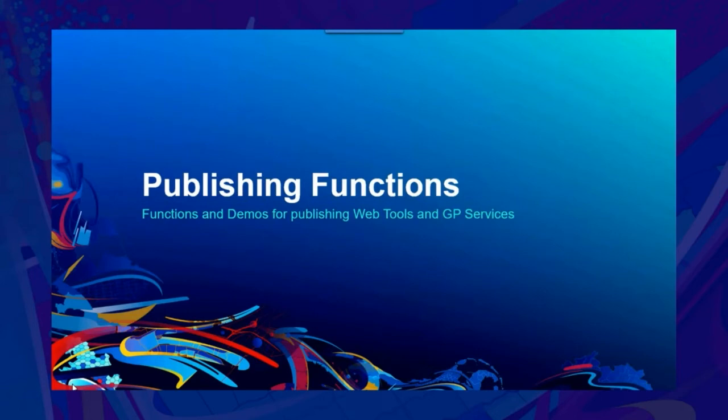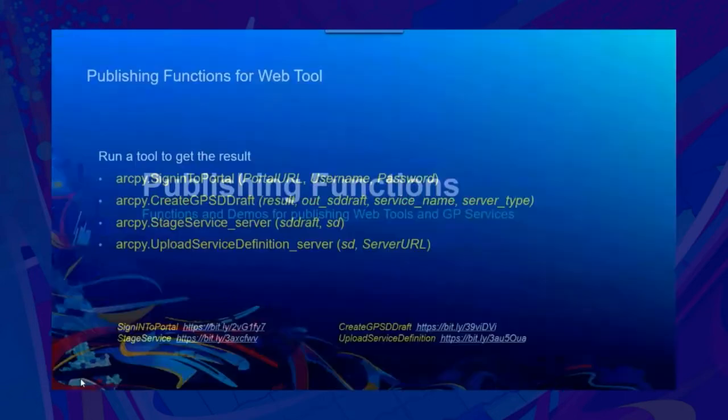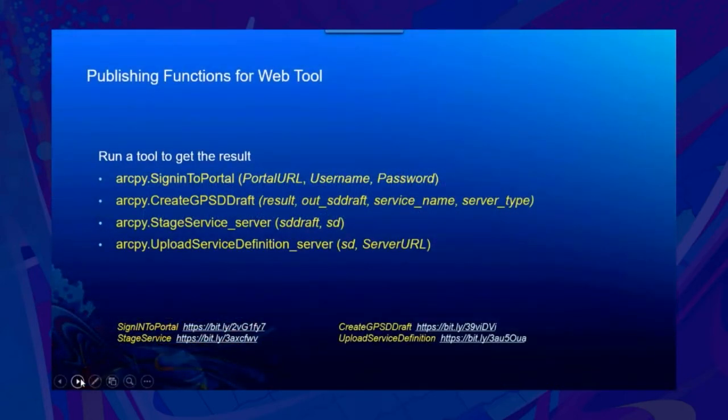The next section is about Python publishing functions. First, let's talk about publishing functions for web tool. Before you call those functions, make sure you run the tool and get the correct result. The result object is essential for those publishing functions. So after you get hold of the result object, call arcpy.SignInToPortal, and you pass the portal URL and the credentials as parameters.